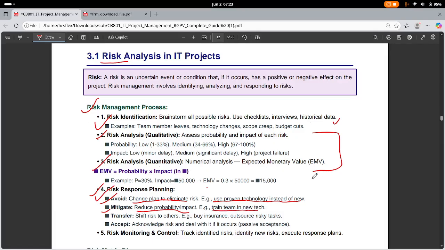For example, take old databases like SQL, let's suppose MySQL. If the database is in MySQL, there are certain risks. So the team mitigates it by moving to Microsoft SQL Server. Okay. So what does this mean? It means to mitigate means to transfer.